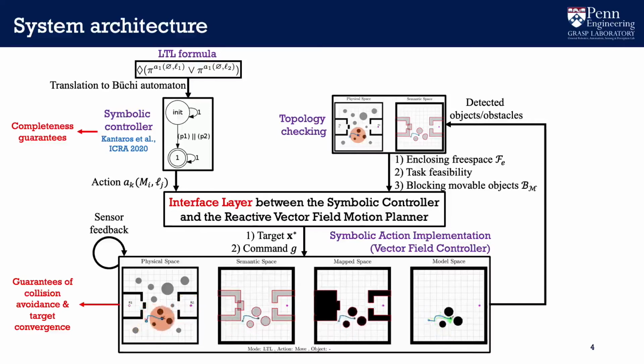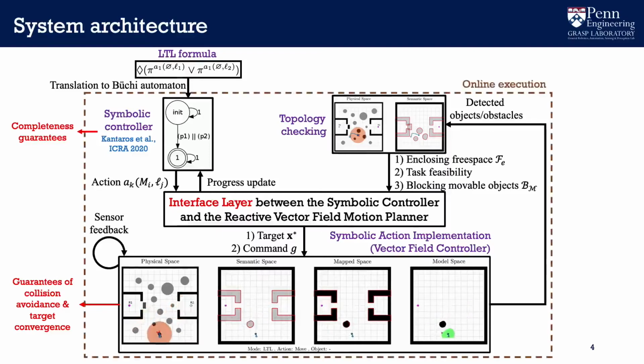The interface layer uses this information to decide whether blocking movable objects need to be removed, and also update the needed parameters for the symbolic action implementation with the reactive planner. Once a particular action is finished or the robot reports failure, the interface layer asks for the next command from the symbolic controller. This whole process is run online.